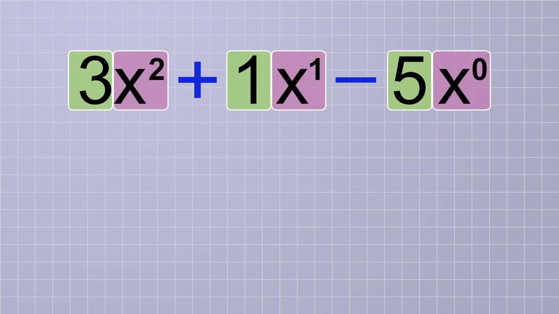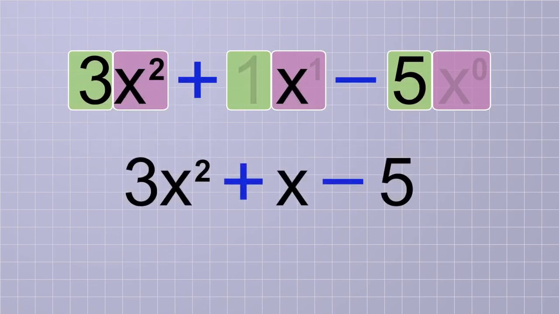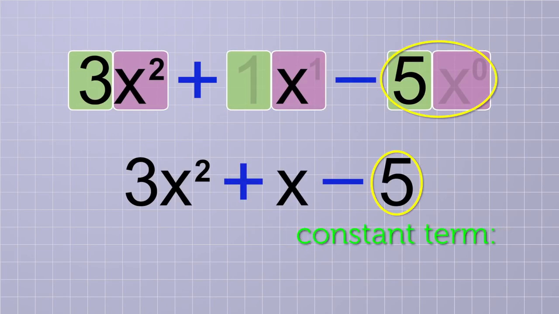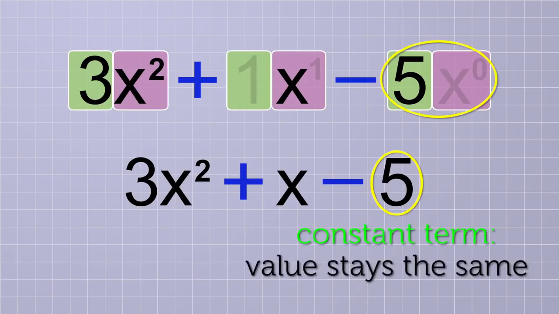But since x to the 0 is just 1, and x to the 1 is just x, and anything multiplied by 1 is just itself, the polynomial gets simplified so that it no longer looks exactly like the pattern it comes from. Oh, and this last term, the one that doesn't have a truly variable part, is called a constant term because its value always stays the same.